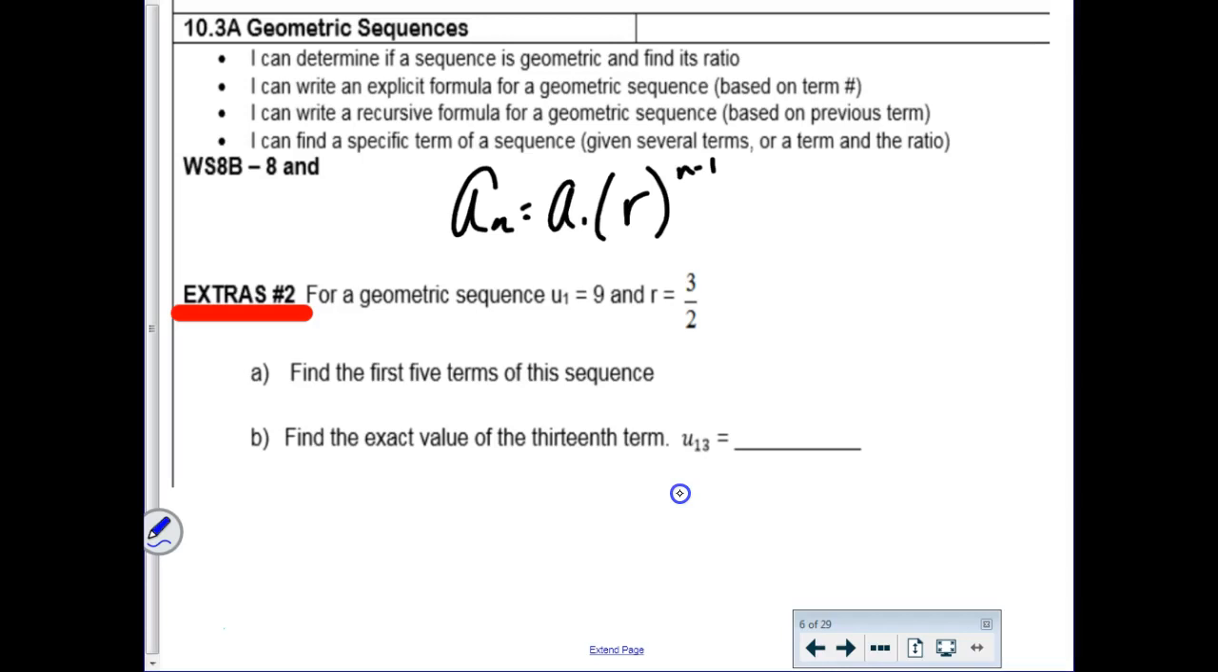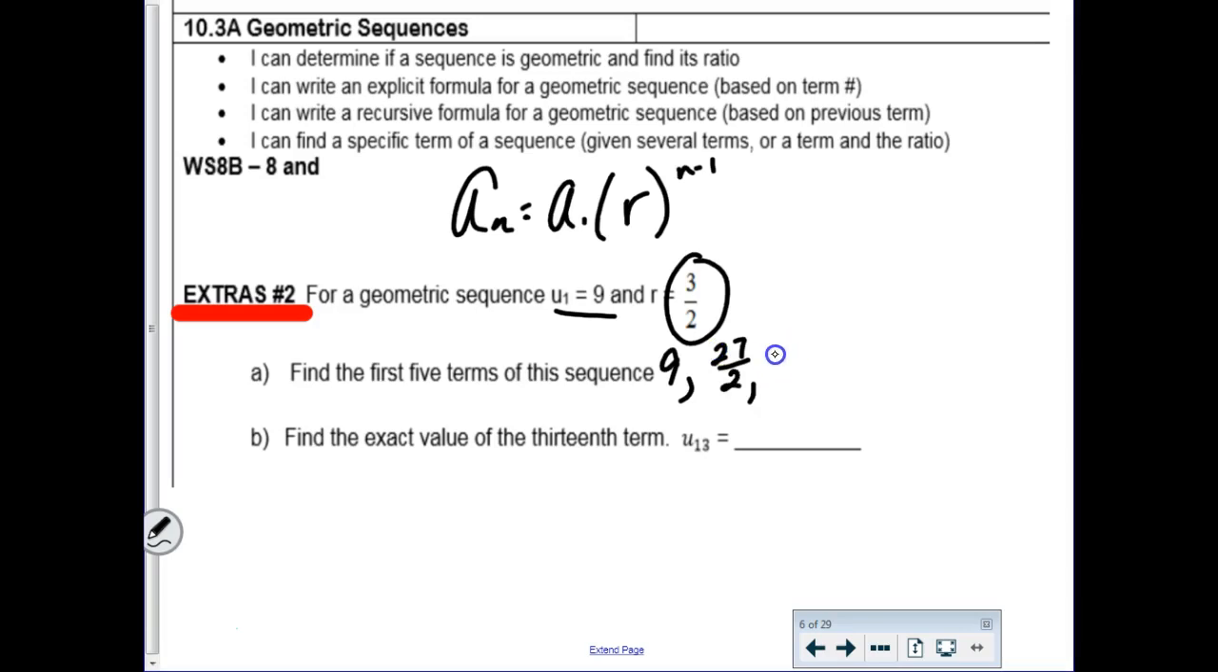Do you guys want me to back up and do these two? I can. Find the first 5 terms of the sequence. Well, all right. They already gave you the first one, 9. And then to hop from term to term, you're supposed to multiply by 3/2. So if you just start taking 9 and multiplying by 3/2, that is totally 27/2.